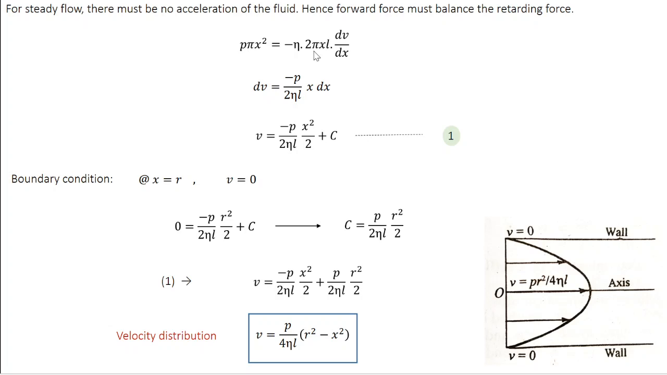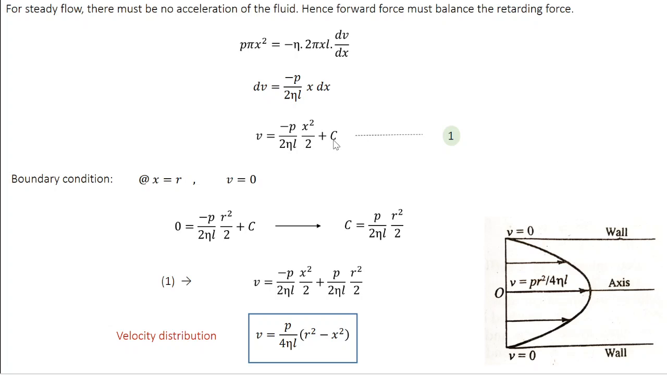Now cancel the common terms, rearrange the terms, and you get dV equal to minus P by 2 eta L x dx. Now integrate this, and you get the velocity V equal to minus P by 2 eta L. The integral of x is x square by 2. Since we are talking about an indefinite integral, meaning you are not specifying the limits, you have a constant of integration C here.